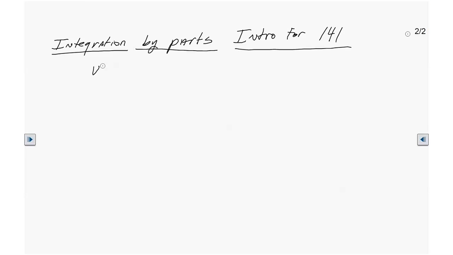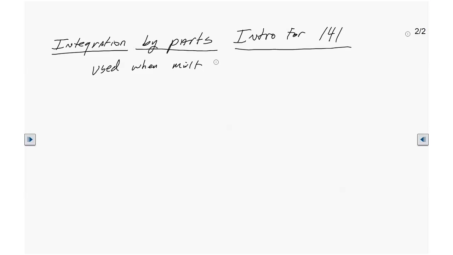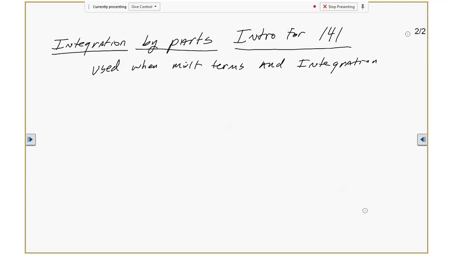Used when multiplying terms and integration. Now, sometimes you can use algebra. You know, like if I tell you to integrate x times x plus 1 dx. Now, if you have x times x plus 1 dx, what can you do? You can distribute and then use your algebra.